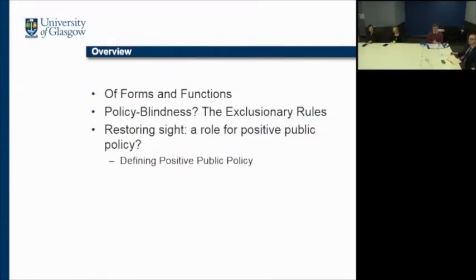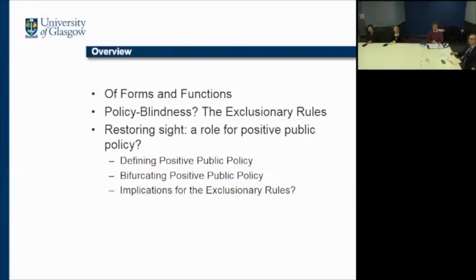And that stage involves defining what positive public policy is and disaggregating it from other things and bifurcating the different types of it that can arise. After that, I will go on to show what the implications are for the exclusionary rules. This is a very selfish exercise in that it allows me to talk a bit about my PhD, but afterwards I am more than happy to talk about any aspects of the subject whatsoever and its policy implications.